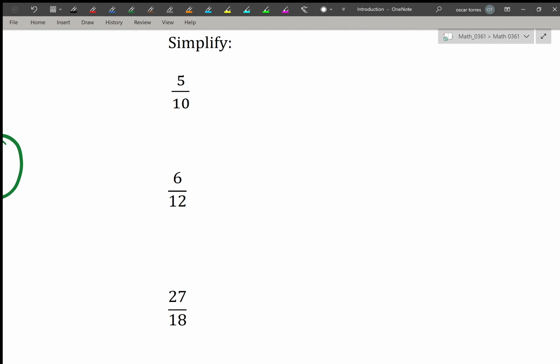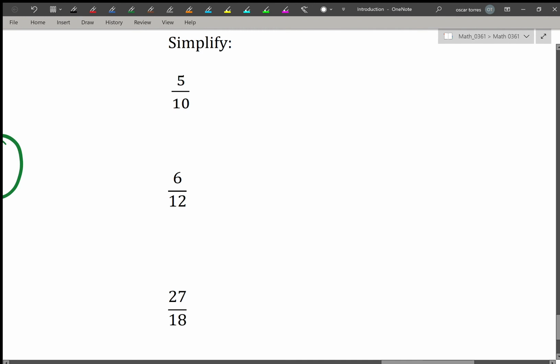So for this first problem, we have a 5 in the numerator and a 10 in the denominator. Since we're simplifying it, we've got to figure out what number goes into the top and the bottom. That number would be a 5. We can divide both the top and the bottom by 5. What's 5 divided by 5? It's a 1. What's 10 divided by 5? That would be a 2. So we end up with the fraction 1/2, which is correct.